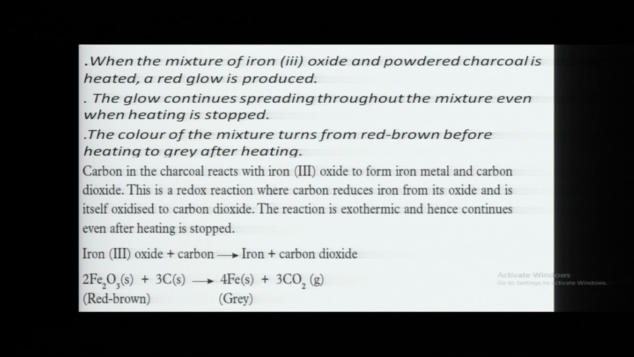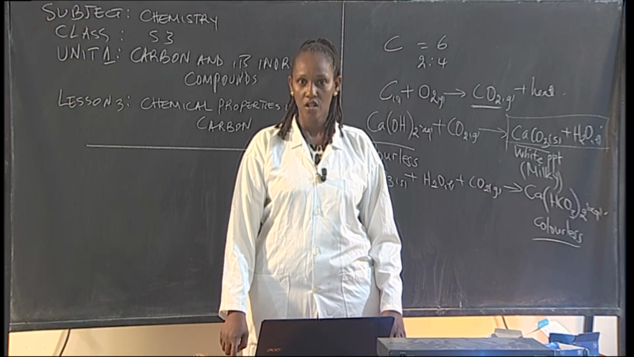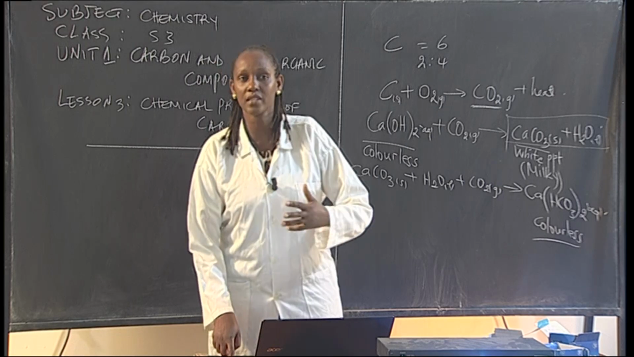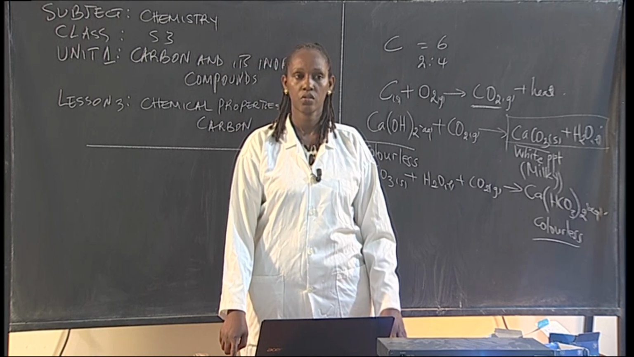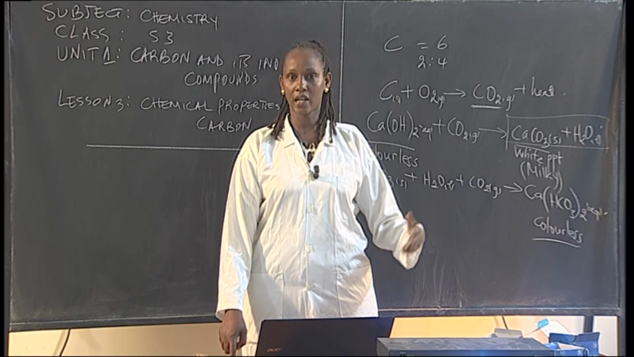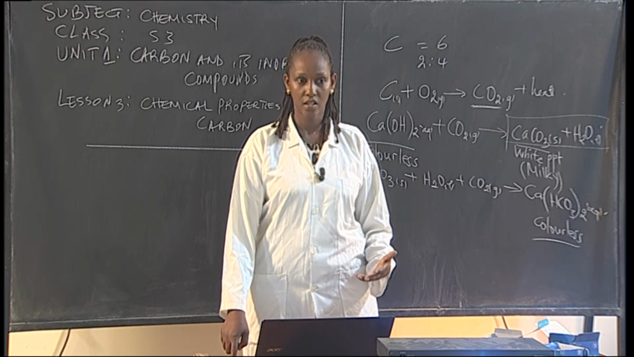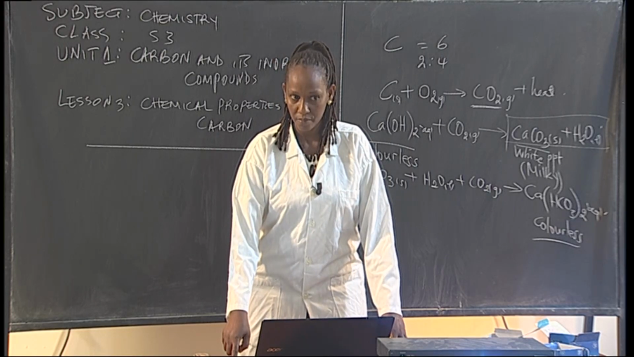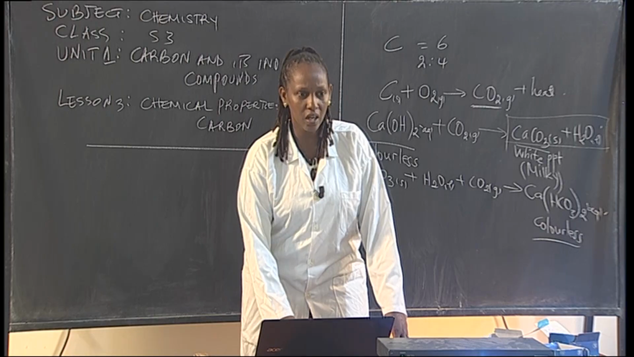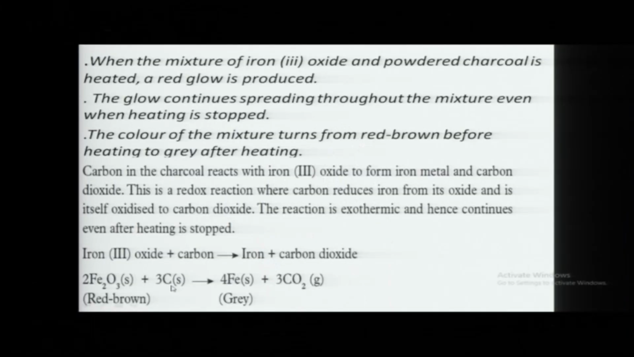The glow continues spreading throughout the mixture even when heating is stopped, all right? So the color of the mixture turns from red-brown to gray. What does that indicate? So when you're heating iron 3 with carbon, look at the equation below there on the slide, please. So you see this is iron 3. This is an equation for iron 3 oxide.